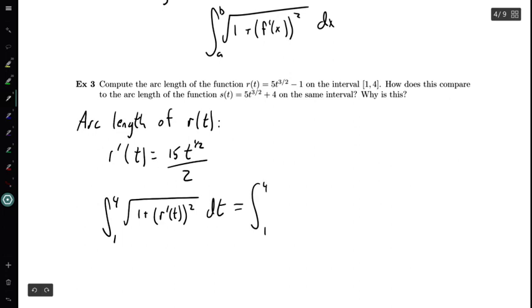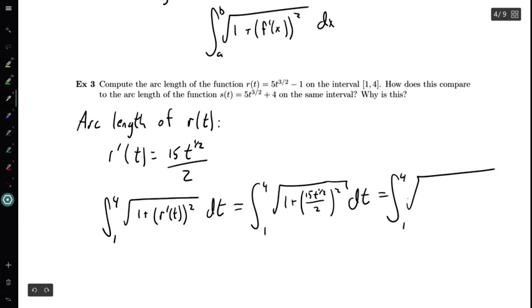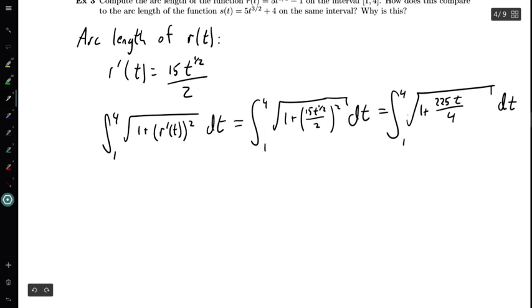So let's see. We're integrating from 1 to 4. We want to substitute in square root of 1 plus, let's see, so r prime of t, we said, was 15t to the 1/2 over 2. Simplifying a bit, we have the square root of 1 plus, well, let's see, 15 squared is 225. T to the 1/2 squared is just t, and 2 squared is 4. So with this setup, we notice that this looks a little bit tricky, except we have a nice linear function inside the square root here.